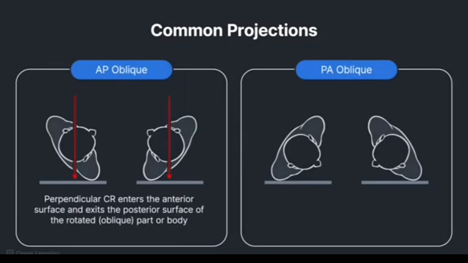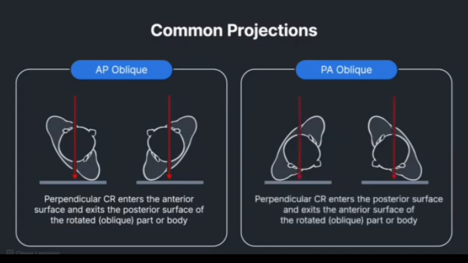AP oblique. Perpendicular CR enters the anterior surface and exits the posterior surface of the rotated or oblique part or body. PA oblique. Perpendicular CR enters the posterior surface and exits the anterior surface of the rotated or oblique part or body.